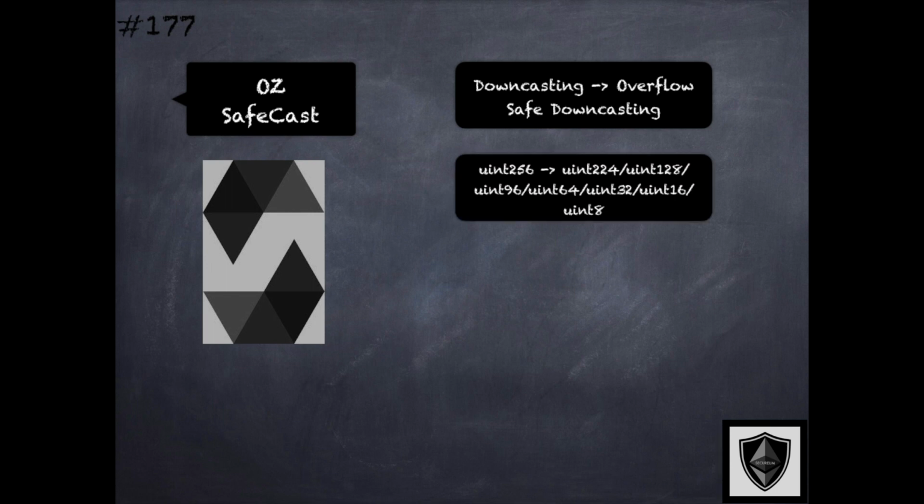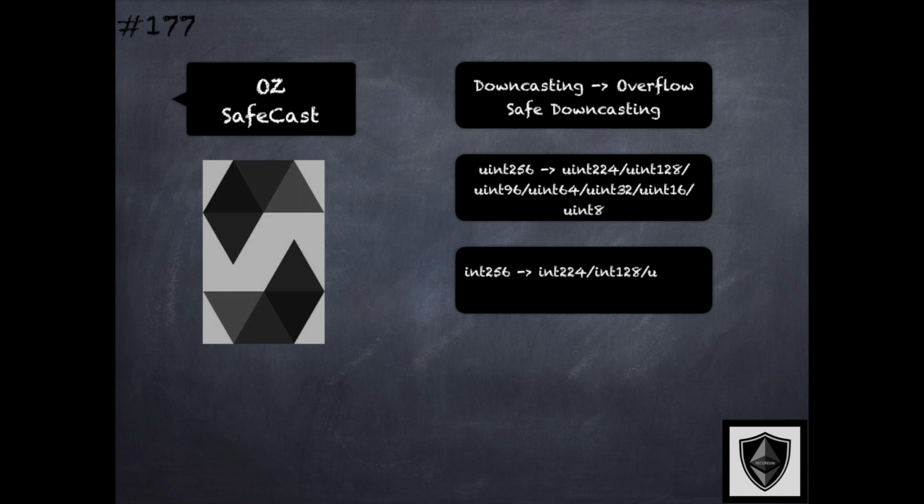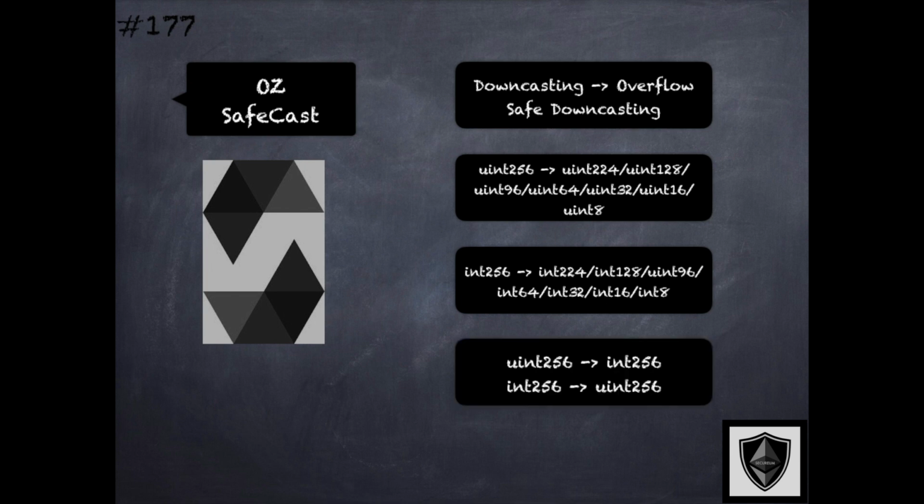There are various functions to safely downcast from unsigned integers of 256 bits to 224 bits, 128, all the way to 8 bits. And similarly, there are functions for signed integers to do so as well. So these functions become very useful for developers when they're doing downcasting, to prevent overflows because of doing so.